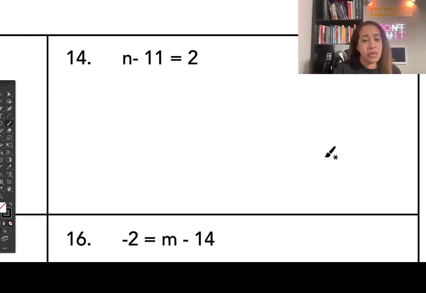Here is number 14. This time we see subtraction, so we need to do the opposite to both sides. The opposite of subtraction is addition, so I'm going to add 11 to both sides of the equal sign. Now I've got n all by itself on the left side. The 11's canceled, so on the right side, I'm just doing 2 plus 11 to get a final answer of 13.